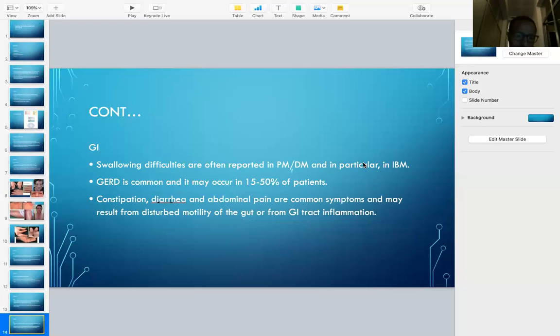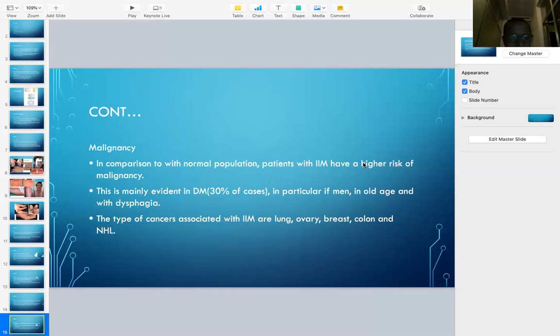And GI involvement, especially swallowing difficulties, is often reported in patients with polymyositis and dermatomyositis, and in particular inclusion body myositis. And as I said earlier, these are severe signs and aggressive treatment is required. The other common GI complaint is gastroesophageal reflux, very common. Patients may have constipation, diarrhea, and abdominal pain, which are common symptoms seen in this group of patients. The possible pathogenic mechanisms are disturbed motility and GI tract inflammation.